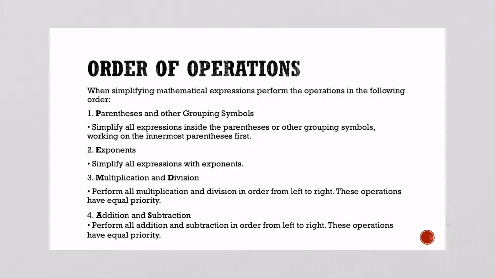With order of operations, though, the first thing that you're ever going to want to do is your parentheses or any other grouping symbols. Grouping symbols could be parentheses, they could be brackets, they could be the little squiggly brackets. It also could be absolute value symbols. Those are all considered grouping symbols. And it says that you should simplify all expressions inside the parentheses or other grouping symbols, working on the innermost parentheses or grouping symbols first.